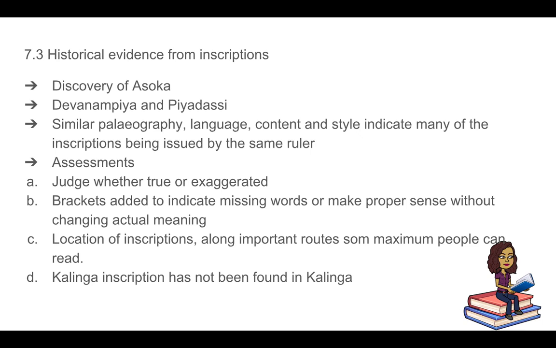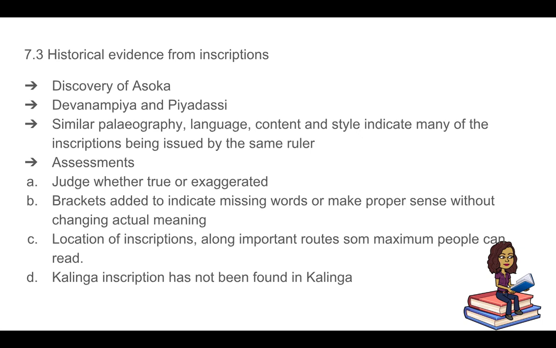Now, what kind of historical evidence can we glean and extrapolate from inscriptions? The first most powerful thing that inscriptions did for us was help us rediscover Ashoka. The knowledge about Ashoka had been lost over time. But when James Prinsep was able to read the Brahmi inscriptions, he saw that most of these inscriptions, the pillar ones especially, were largely saying the same thing. The language, the content and the style were similar, and even the structure of the alphabets, which is called palaeography, indicated that many of these inscriptions were being issued by the same ruler, namely Ashoka.